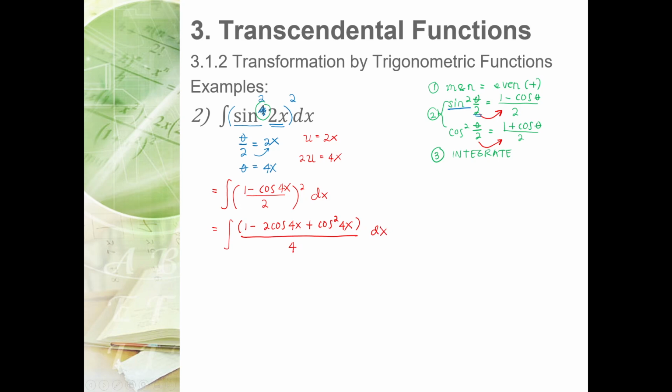Okay, so taking 1/4 outside the equation, what we have is 1 minus 2 cosine 4x plus cosine squared 4x dx.